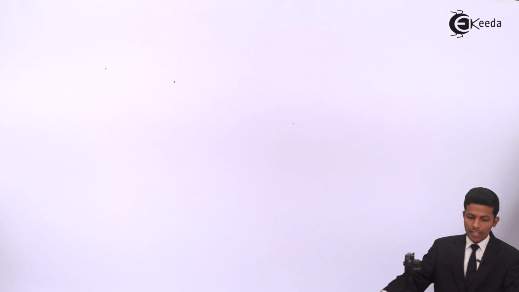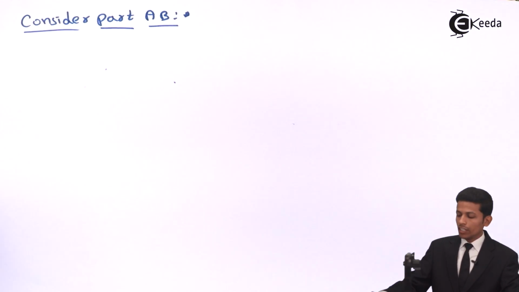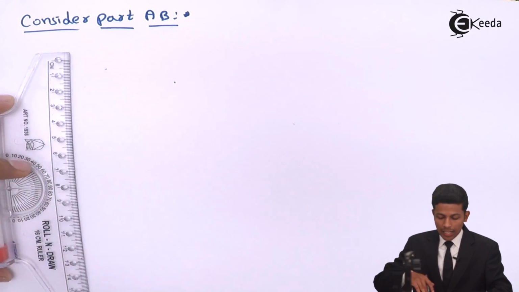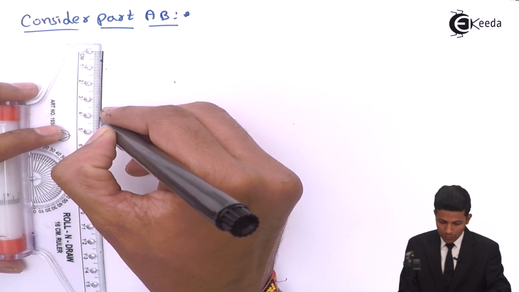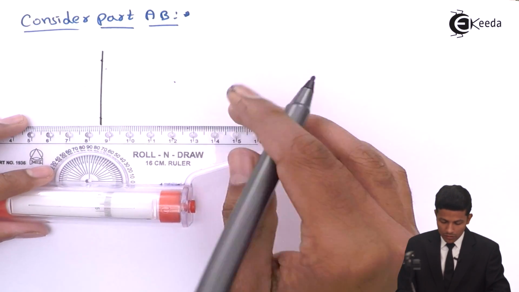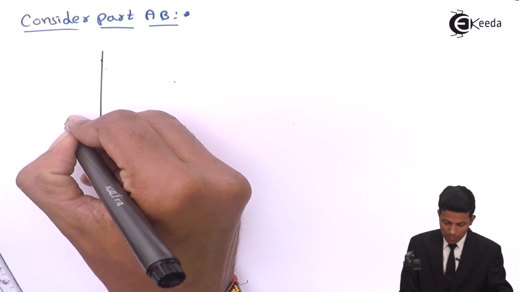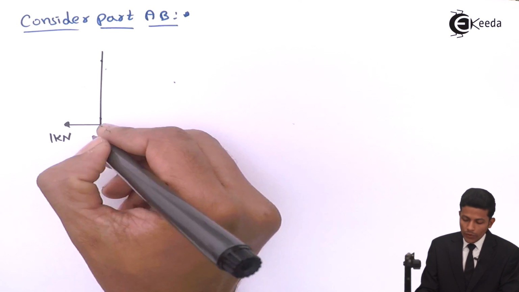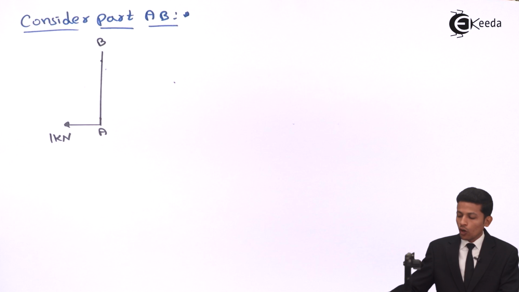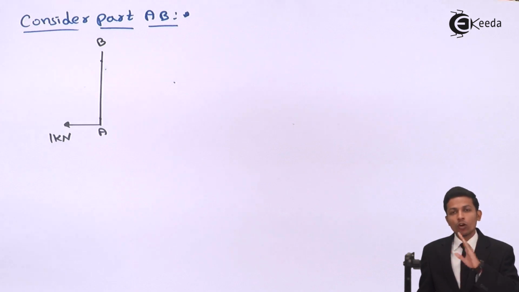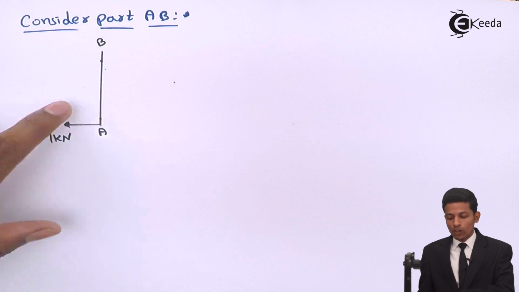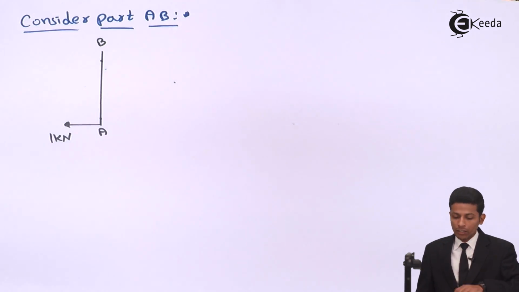Now, first of all consider part AB and draw the FBD of AB. One kilonewton, this is A and this is B. No need to draw the couple. Always remember friends, no need to disturb the couples, because when drawing the bending moment diagram, always see the original diagram and you can get the answer. Drawing the couple here will lead to a mistake, so don't do this.